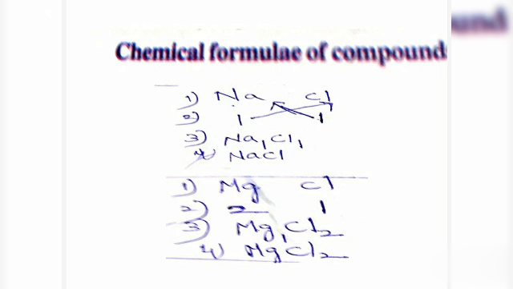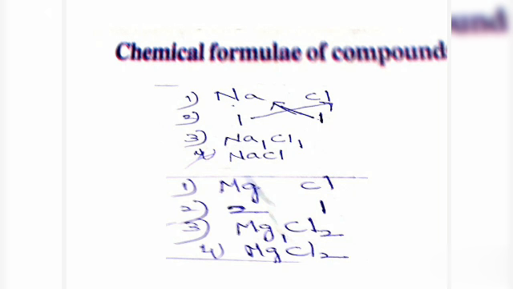Okay, so to write the formula of a compound, first we should write the symbols of the elements present in that compound. The compound is sodium chloride. Which elements are present? Atoms of sodium and atoms of chlorine. So we should write the symbols of sodium and chlorine: sodium symbol Na, chlorine symbol Cl.